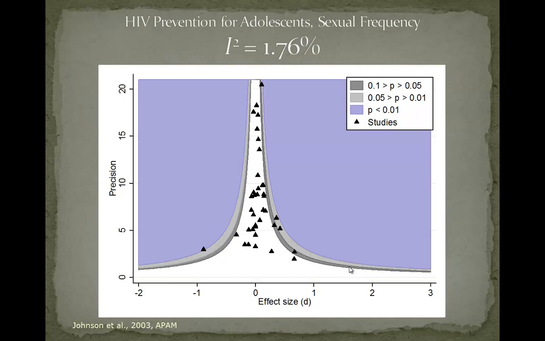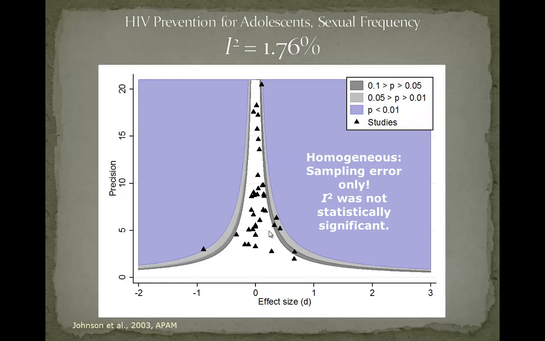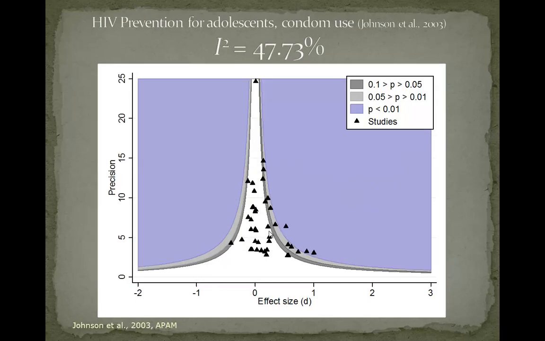Here's an example with a very low I-squared value. This was not significant. It's essentially showing you a normal distribution, not much happening. And that's looking at HIV prevention for adolescents. 0 defines no difference between treatment and control in terms of how much abstinence the adolescents exhibited after being in the intervention compared to controls. So the interventions were not moving them very much. In fact, there was a slight positive tendency in that meta-analysis that came out of our group back in 2003. So that's homogeneous. We only see sampling error there. I-squared was not significant. And there I show you where the mean was. In fact, the mean just barely made significance.